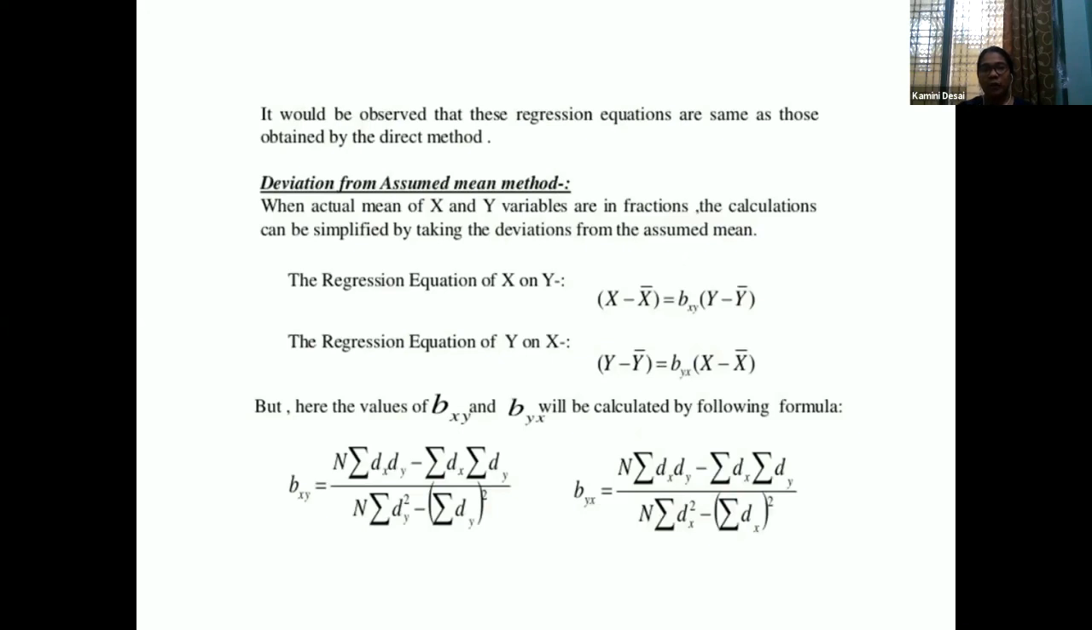So deviation from assumed mean method, what do we have to do here? We have to consider a mean. We don't have to calculate the mean for x and y. We have to assume x bar and y bar. So for the regression equation x on y, the same formula. The difference has to be found out. But here the values bxy and byx will be calculated by the following formula. This formula has been changed here.